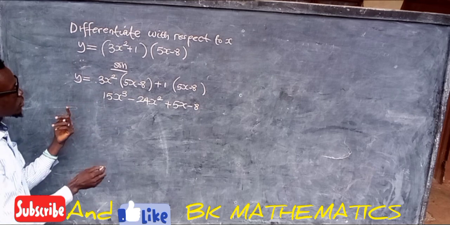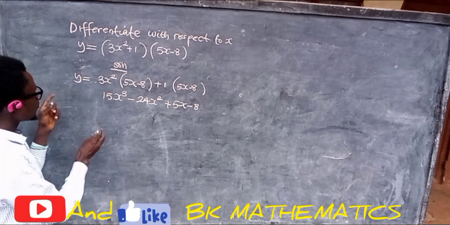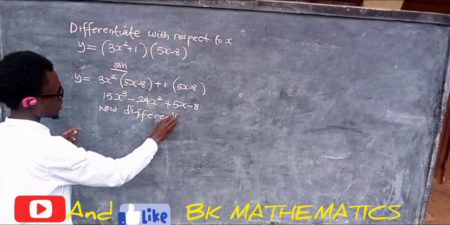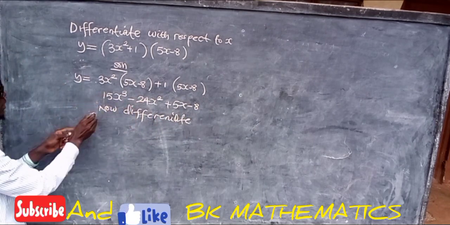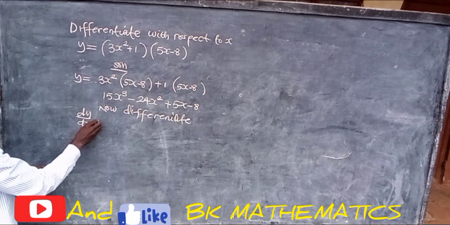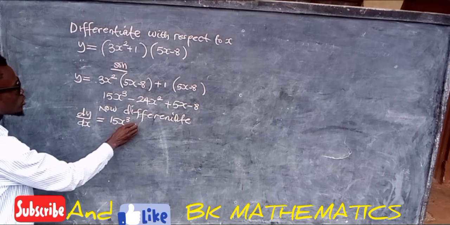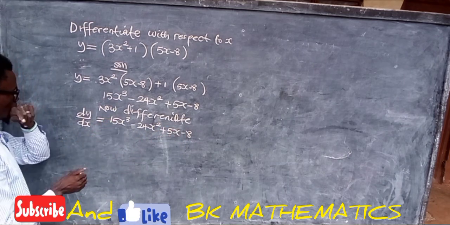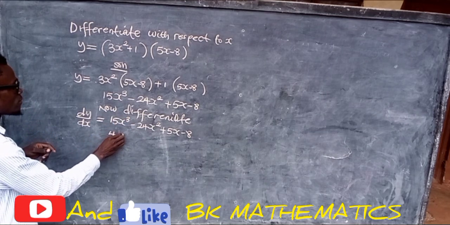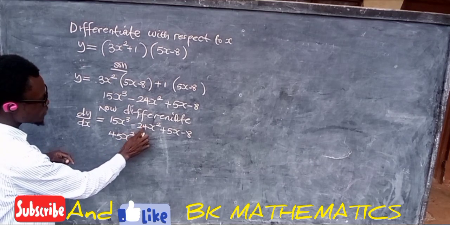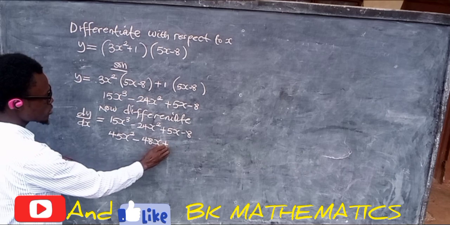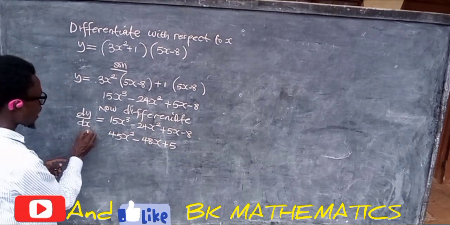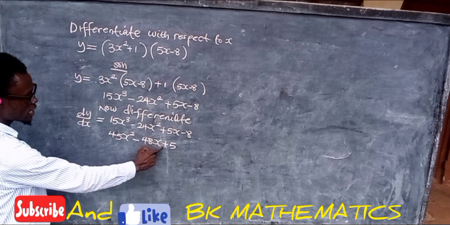Then from this point, we differentiate. If we want to differentiate this equation that we have, we say dy upon dx. Now this one becomes 15x raised to the power 3 minus 24x raised to the power 2 plus 5x minus 8. Differentiating, 15 times 3 gives 45x raised to the power 2, minus 24 times 2 gives 48x, plus 5, because differentiating 5x gives 5. And this is a constant. Whenever you are differentiating a constant, it is 0. Then our dy upon dx becomes 45x squared minus 48x plus 5.